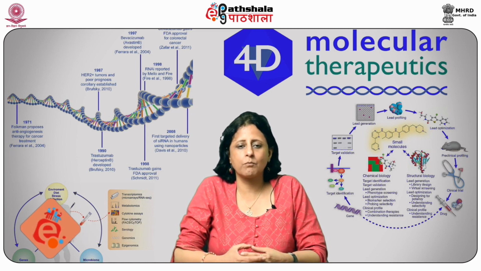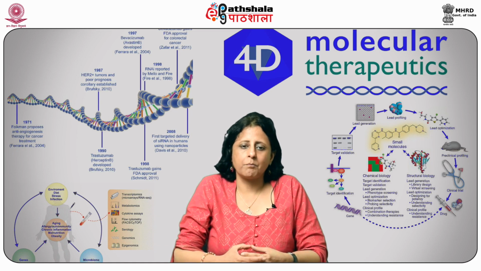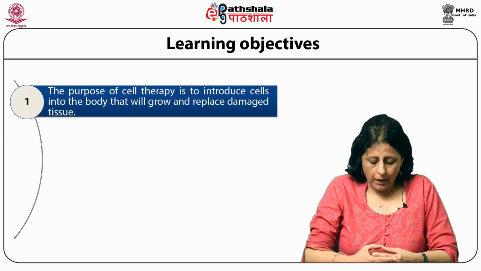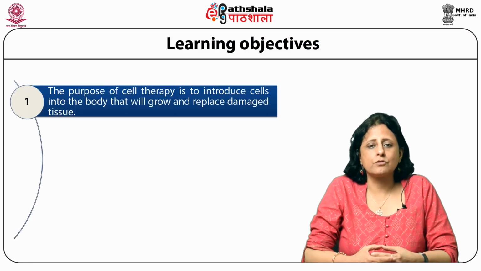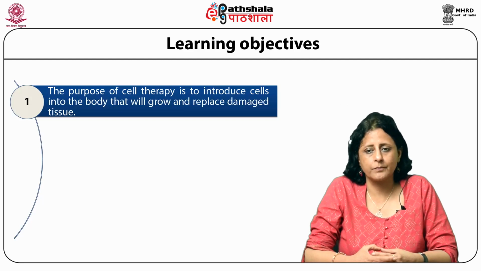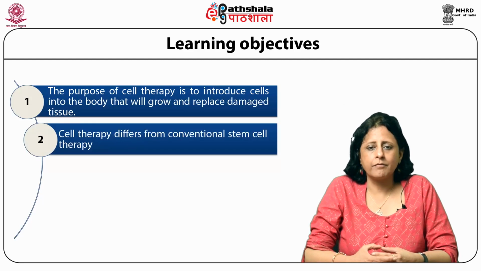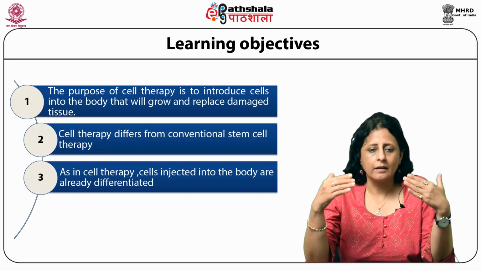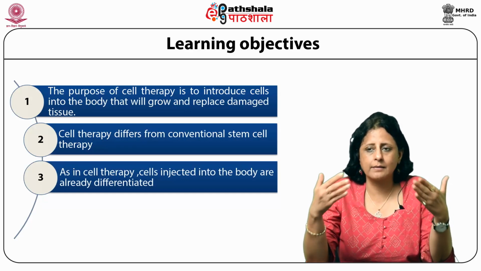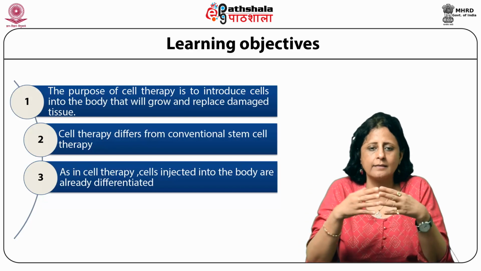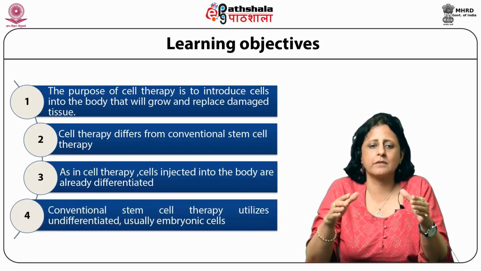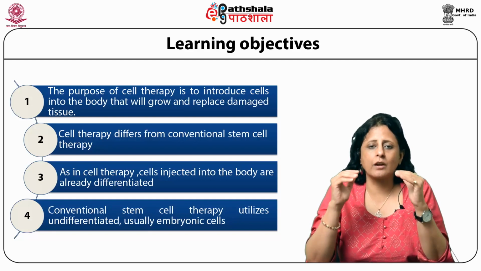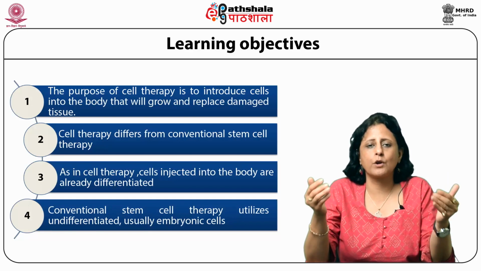Today we are going to discuss molecular cellular therapy from the journal Molecular Therapeutics. The purpose of cell therapy is to introduce cells into the body that will grow and replace damaged tissues. Cell therapy differs from conventional stem cell therapy in the cells injected into the body. In cell therapy, we already have differentiated cells like muscle cells, gland cells, neuronal cells, whereas in conventional stem cell therapy, cells are utilized which are undifferentiated, usually embryonic cells.